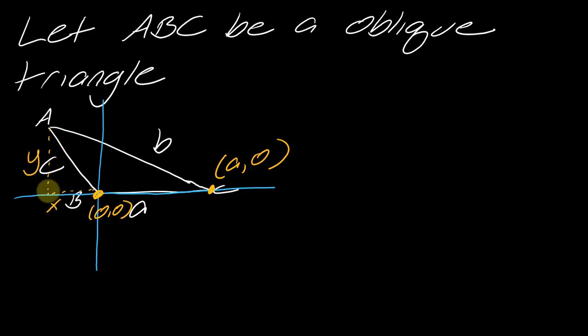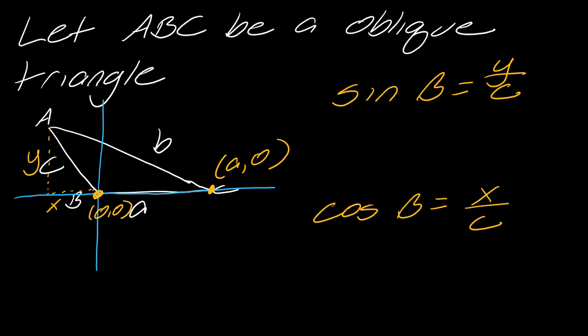Notice now we can create a right triangle, which we know all kinds of things about. From this right triangle, I can think about these different relationships. Here's my angle B. If I take the sine of this angle, that's opposite over hypotenuse, so that's y over c. And for cosine of B, it's adjacent over hypotenuse, so that's x over c. Okay, so we've got all that labeled, and now let's keep going with this.